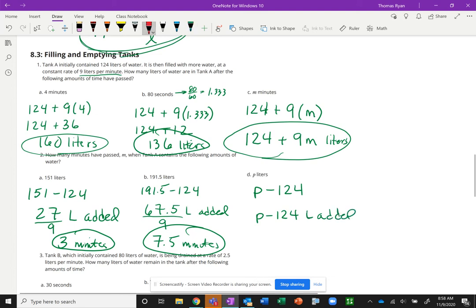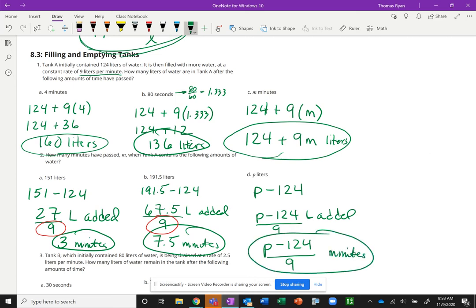And then what did we do? Well, we cut that into the rate that it was filling. So we'll do the same thing. Once again, we're just left with an expression: P minus 124 over 9 minutes. It's kind of strange to leave that as an expression, but we could fill in any number for P, and it would give us the amount of time. That's what we do, right? We create a general expression that will work for any amount of liters.